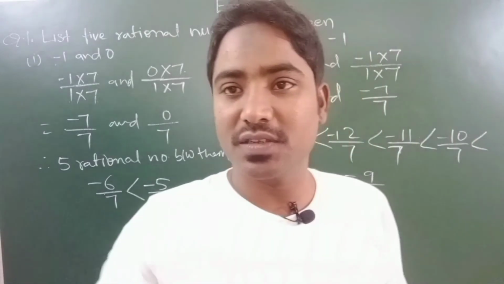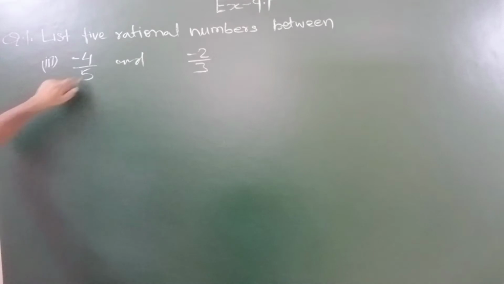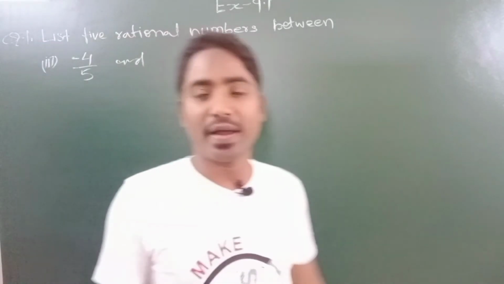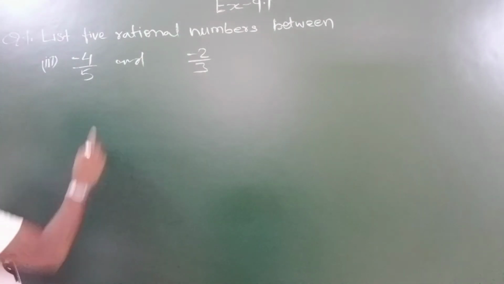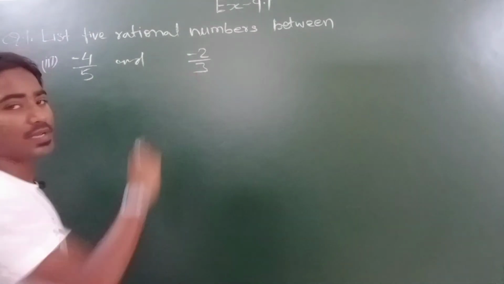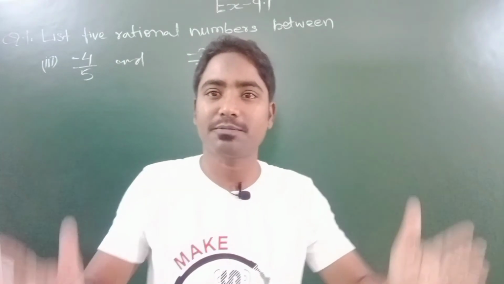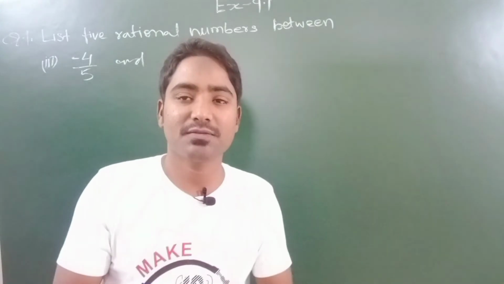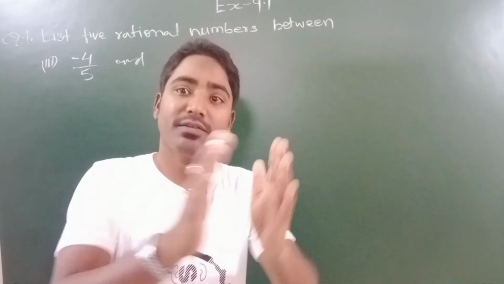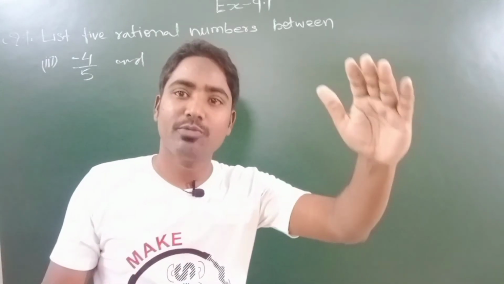Segment number 3. It is given -4/5 and -2/3. We have to find 5 rational numbers between them. So what we will do, students, first we will equate their denominators. Then we will create the space between them. First we will see, after equating the denominators, how much space we are getting, and then if required we will create more space by multiplying the numerator and denominator by the same number.